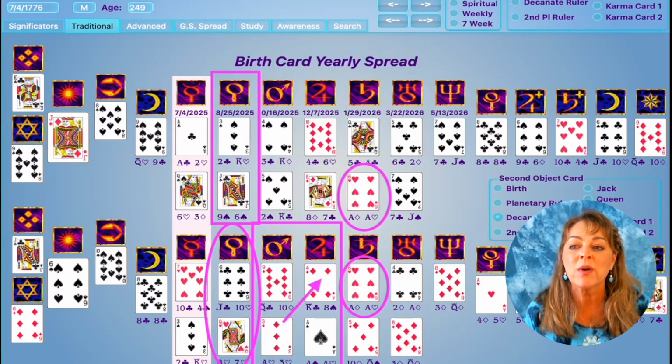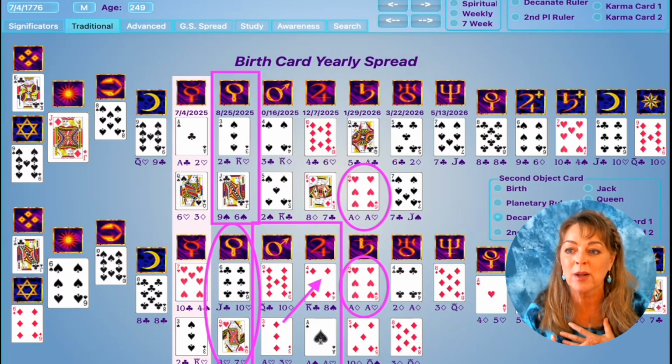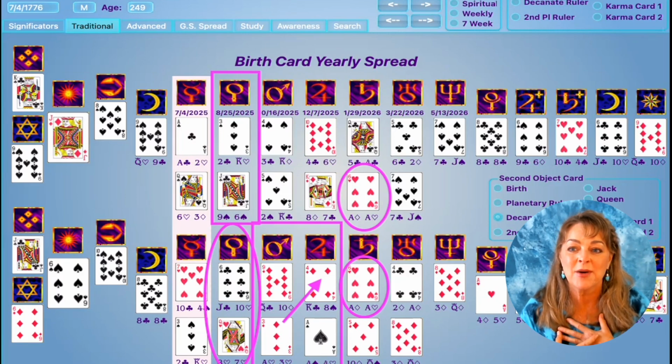Okay, so now we have the internal card of the United States, which is probably going to throw a lot of people who do this card system, or even astrologers.